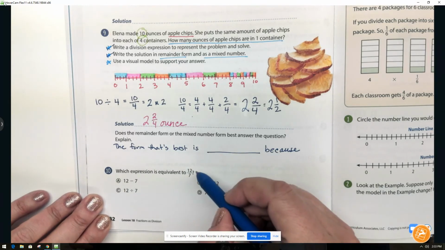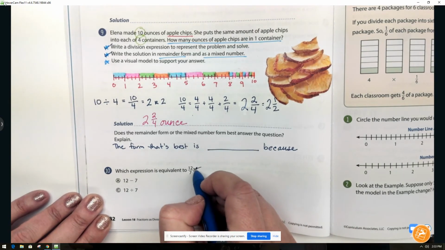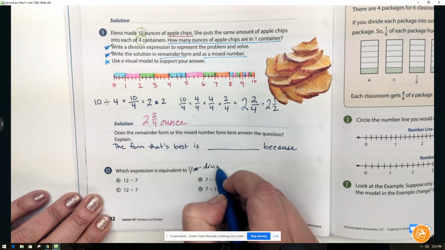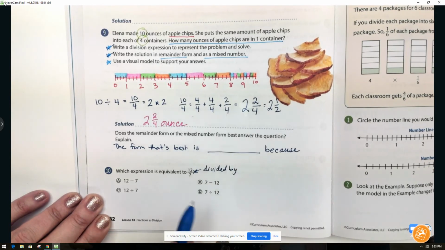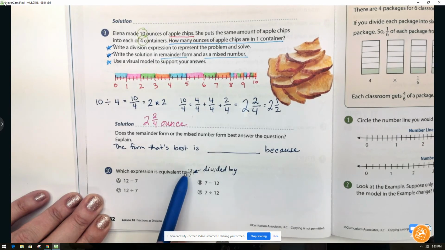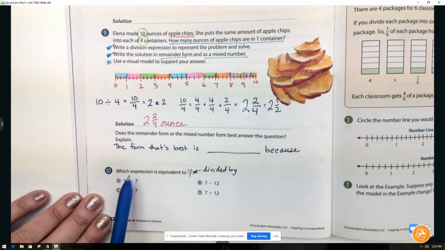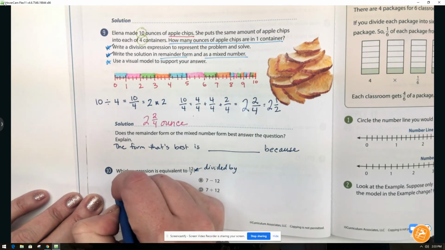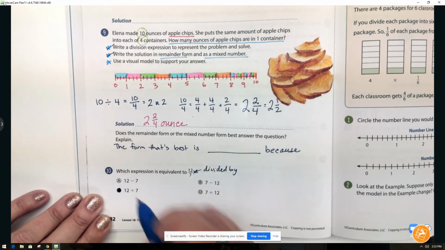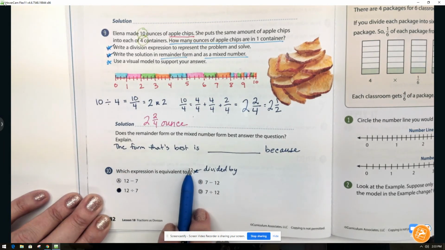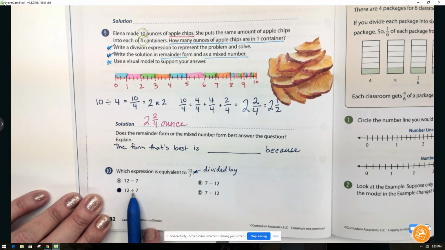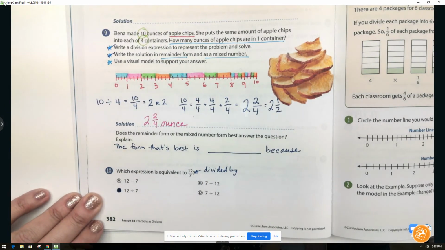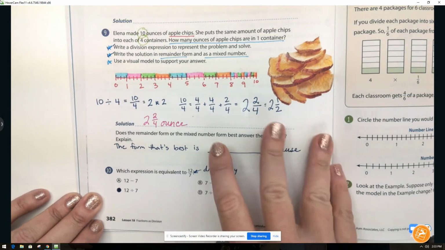Okay, remember, if this means divided by, you start in the numerator and you say 12 divided by 7. Which of these examples says 12 divided by 7? That's right, C. This expression shows 12 divided by 7. With that, you're going to go ahead and do pages 383 and 384 on your own.